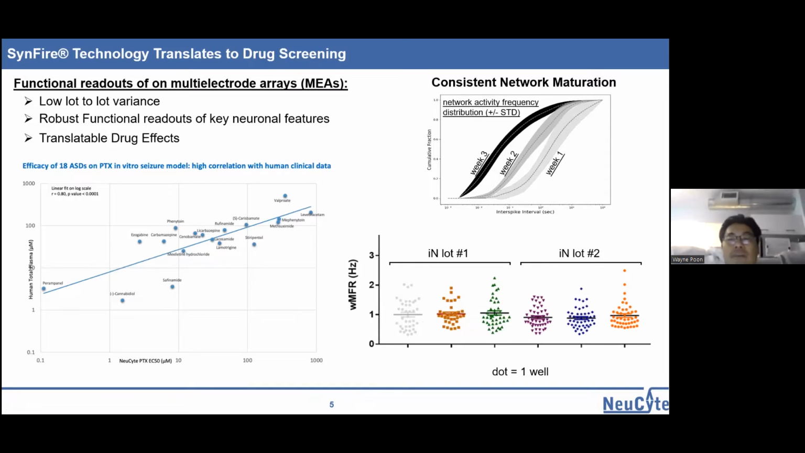So with this SynFire platform in hand, we've been able to model things like what's shown here in this panel, which is epilepsy, or inducing seizures in a dish, and we were able to test 18 different compounds that show good correlation in terms of the concentration needed to prevent seizures in our model and the clinical data that others have obtained.